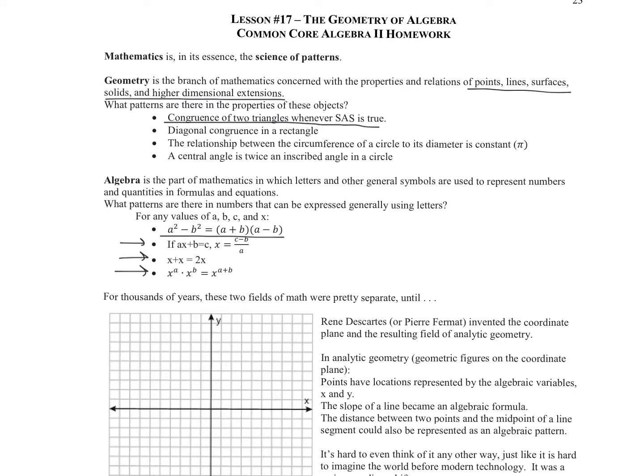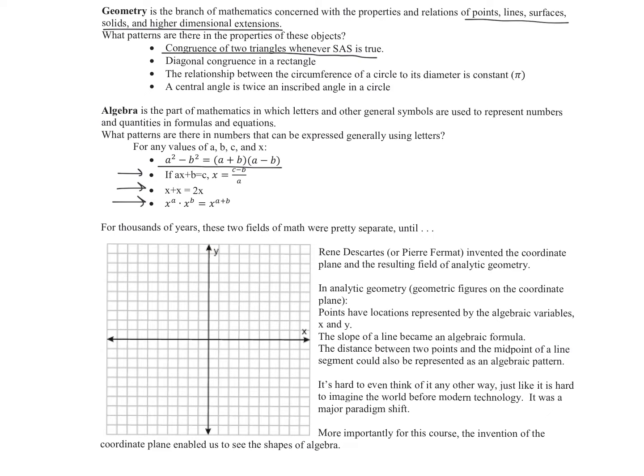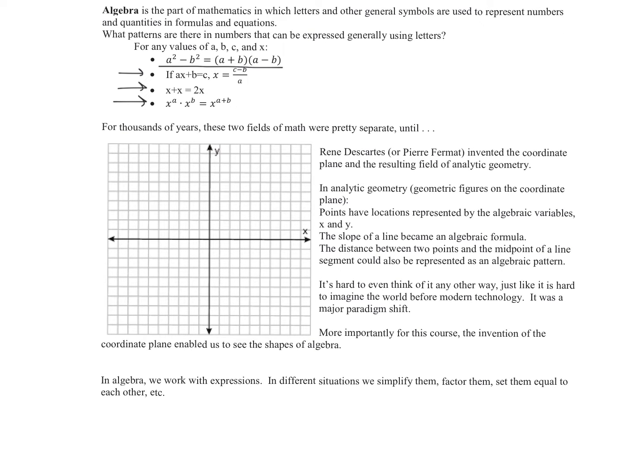So for thousands of years, going pretty far back, people did study geometry and algebra, but they were very separate. So we talked about shapes. Some people did shapes. Some people talked about how there were patterns in the numbers, and we used variables to represent them. But a really important discovery that came about was this coordinate plane, and that's when the two kind of came together. So this mathematician, René Descartes, invented the coordinate plane and the resulting field of analytic geometry. So basically now we could take shapes and we could put them on this plane and give them specific coordinates with the x, y.